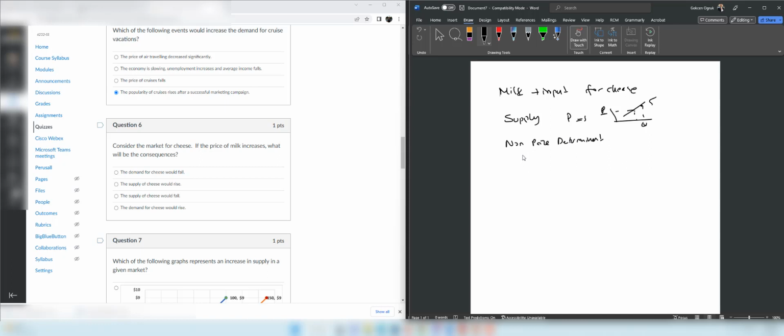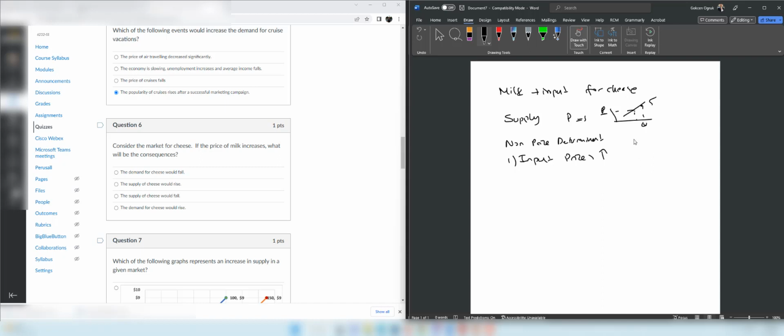So milk is a price. The price of milk is a price, but it's an input price. It's not the cheese price, okay? When input prices are higher, people produce less cheese, because every cheese they sell is actually less profitable.